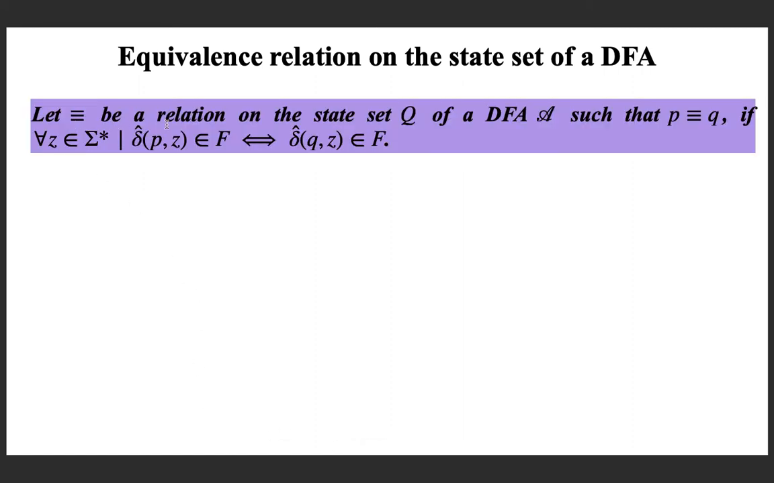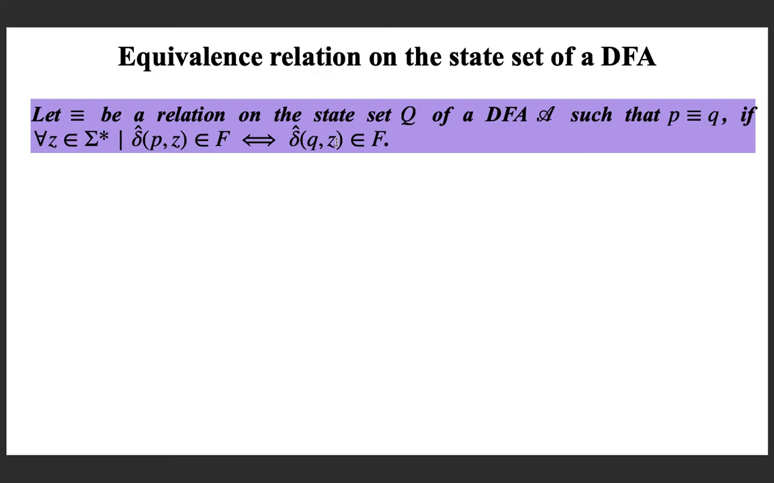Let this be a relation on the state set Q of a DFA A such that P and Q are related if for all strings Z, regardless of what string you take, the path for Z from P goes to a final state if and only if the path for Z from Q will also go to a final state. In other words, you cannot find a single string Z that can witness the non-equivalence of P and Q. That means they are equivalent.